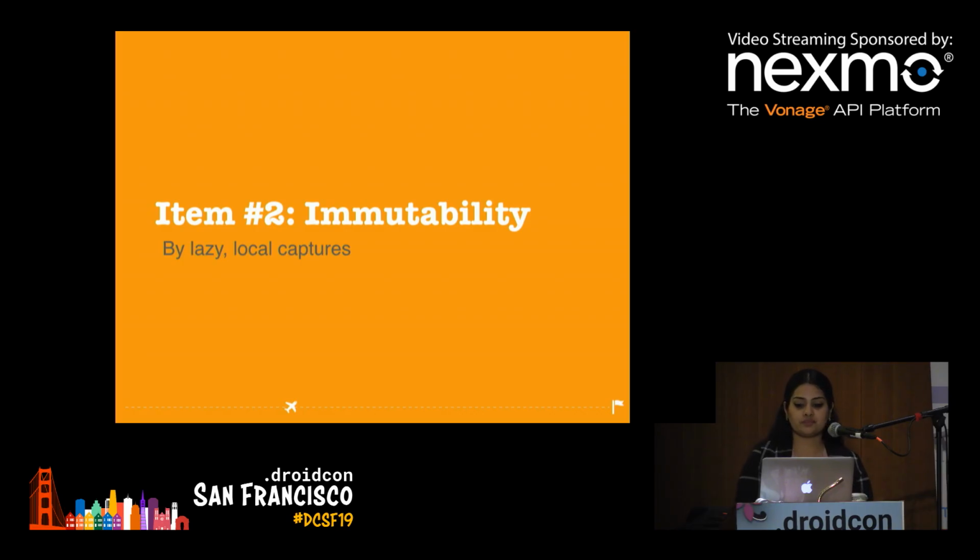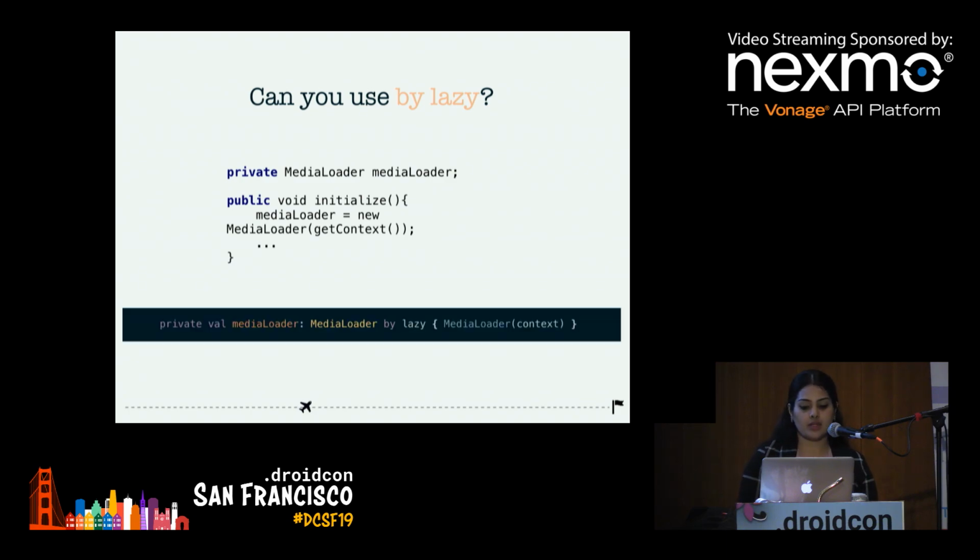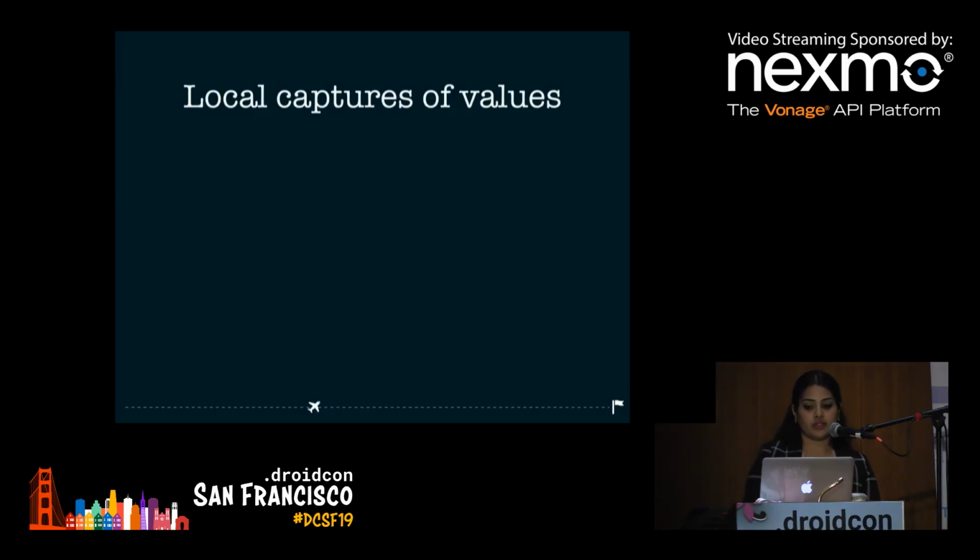You can consider using by lazy. And by lazy is the immutable way to late initialize something. So in this case, let's say I have a Java object, media loader, and I want to initialize it at some point later on by passing in context. The way you would do this using by lazy is to put it inside of the lazy block, and media loader would basically get initialized whenever context does become available. Whenever possible, I would say try to use by lazy in place of lateinit var so you can take advantage of immutability. You can also do a local capture of values.